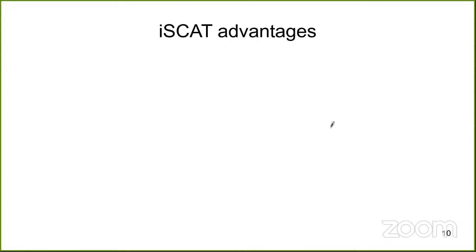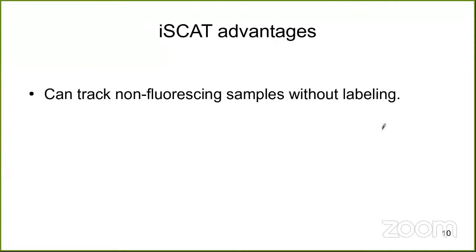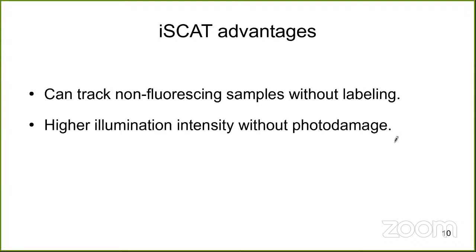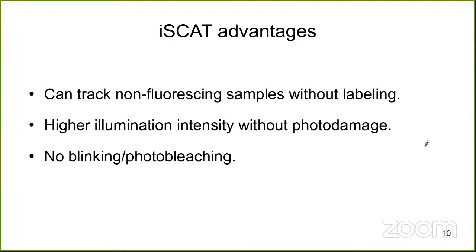iSCAT has some important advantages over fluorescence. Firstly, it can be performed on non-fluorescent samples without having to attach a fluorescent label. Secondly, by using a wavelength where the particle is not strongly absorbed, we can use a much higher illumination intensity without photo damage, and this leads to a more precise measurement. And thirdly, small fluorescent molecules typically exhibit blinking and photo-bleaching behavior, and this makes it hard to track them once they blink or bleach. With iSCAT, we don't have this problem.